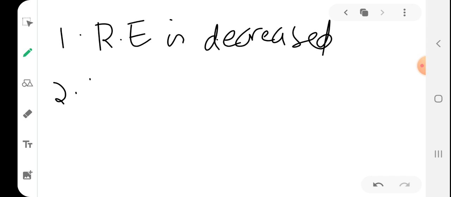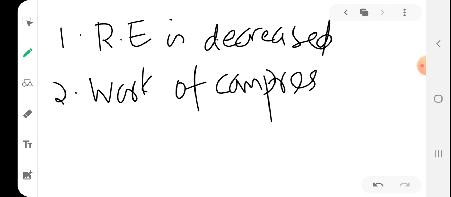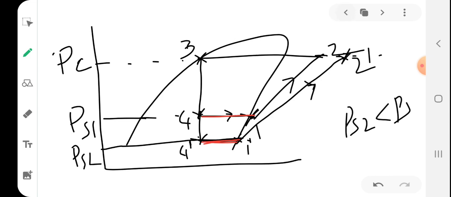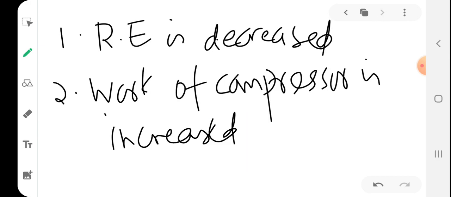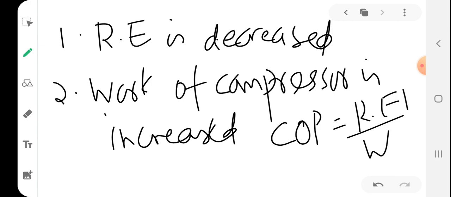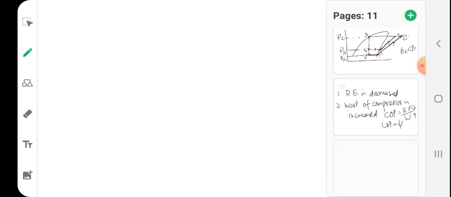Second, the work of compressor is increased, right? Because you can see here, this value is a little bit lesser than this value. So the work of compressor is increased. COP is RE by W, right? So RE is decreased, work is increased, so COP decreases. So the effect of decreasing suction pressure is a decrease in COP, which is not desirable.